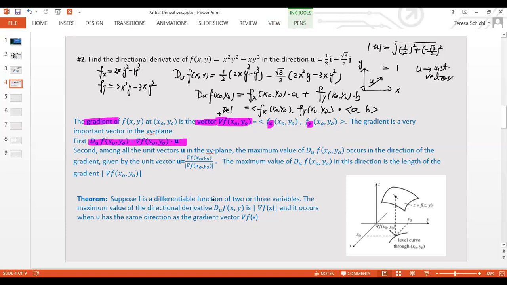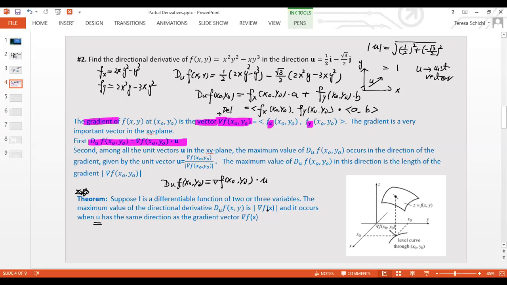Okay, so the next one here, we have also a very, very important theorem. It tells you, if f is a differentiable function of two or three variables, then the maximum value of the directional derivative D_u f is the magnitude of del f of x, and it occurs when u has the same direction as the gradient. Okay, so what does that mean? Because I know here that D_u f of x0, y0 is equal to del f of x0, y0 dot product u.